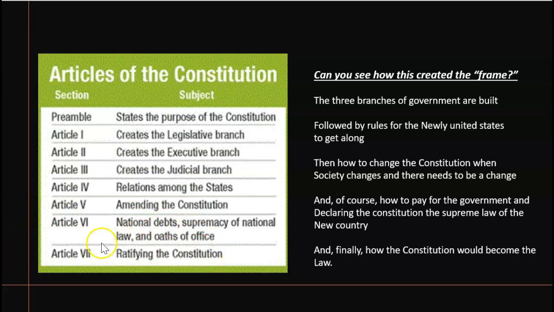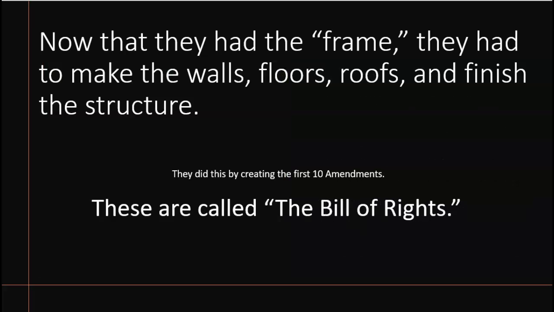And Article 7 talks about how they're going to ratify the Constitution, which means how they're going to have everybody agree, yes, this is our law. Ratify. So then they had the frame. That was the frame. The 7 articles are the frame of the new government.